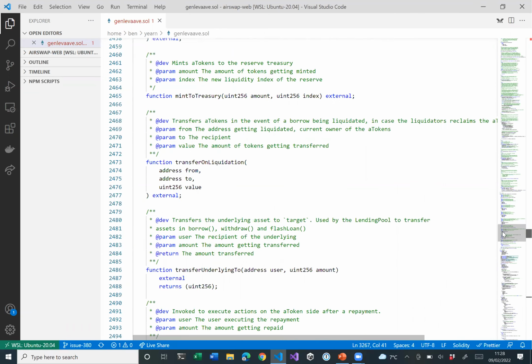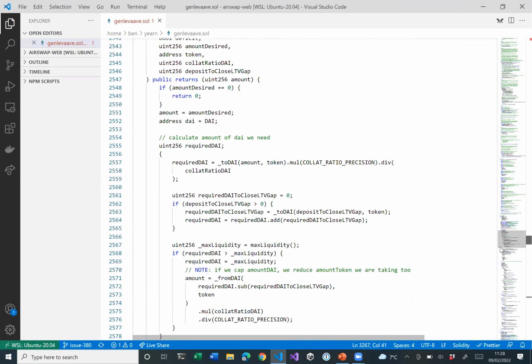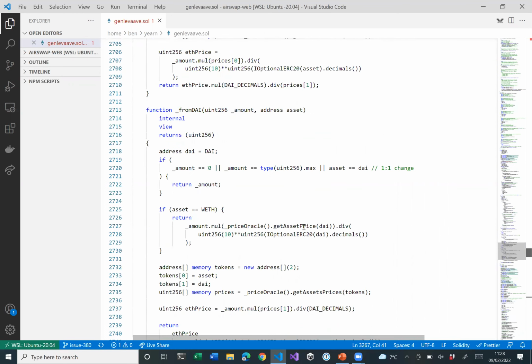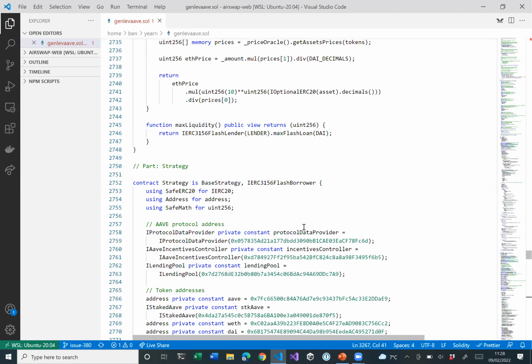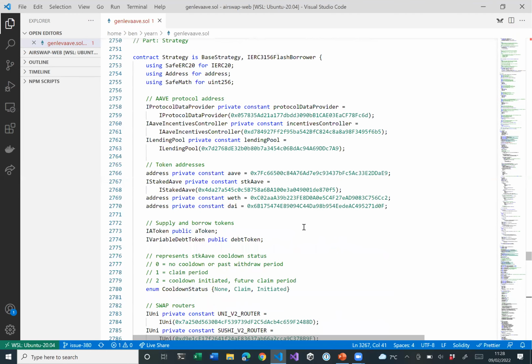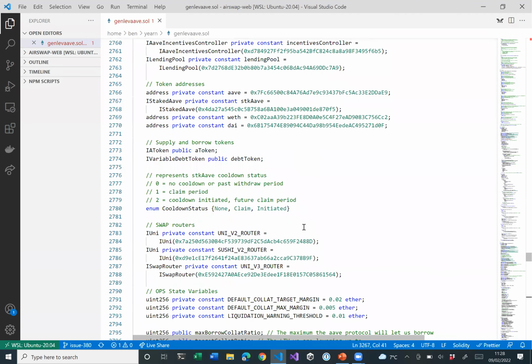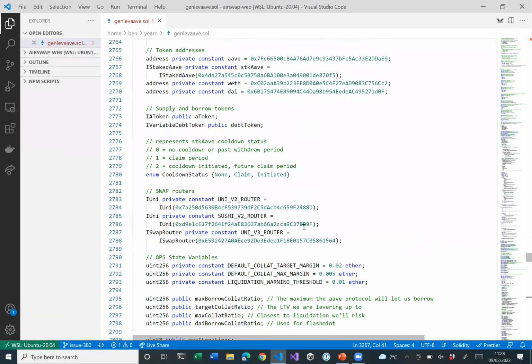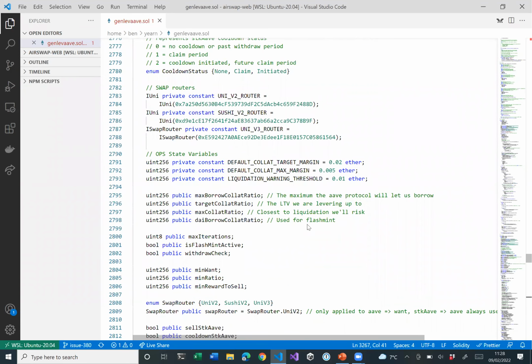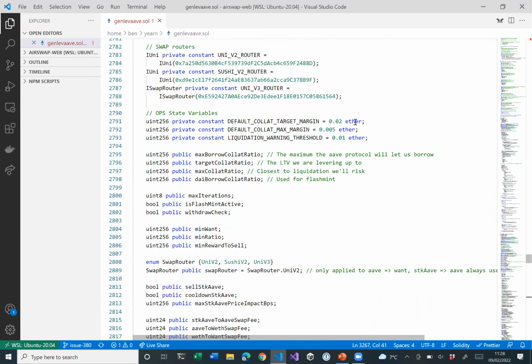I wonder if we can find that in the variables at the beginning. So here we are. Addresses, supply and borrow tokens, cooldown, swap routers, state variables. See, default collateralization target margin. These kind of sound like interest rates.